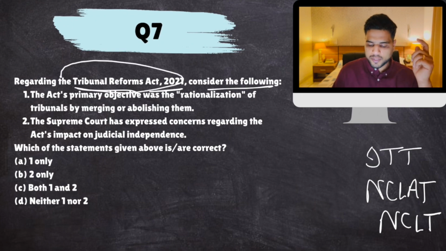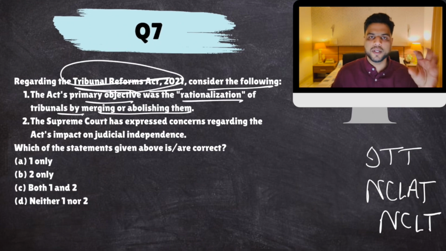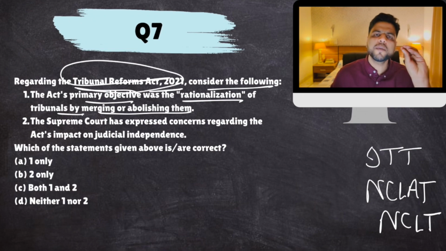So a Tribunal Reforms Act was passed by the government. The Act's primary objective was rationalization of tribunals by merging or abolishing them. Some useless ones, like the Film Certification Tribunal, were abolished and many were merged, so that we have a minimum number of tribunals. We don't want to create confusion.